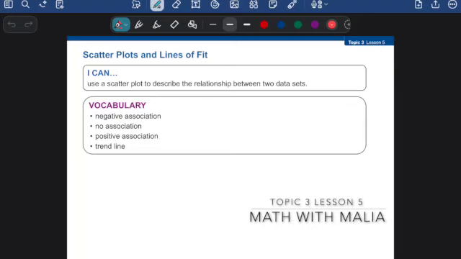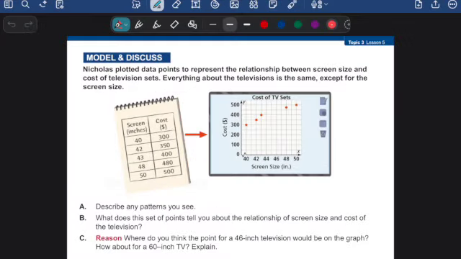Today we're doing Savvas enVision Algebra 1, Topic 3, Lesson 5, Scatter Plots and Lines of Fit. After this lesson, you'll be able to use a scatter plot to describe the relationship between two data sets. We have some new vocabulary to learn: negative association, no association, positive association, and a trend line. Since we're in the topic about linear functions and linear equations, we're going to talk about linear lines of best fit and scatter plots. For the model and discuss, we have this data.